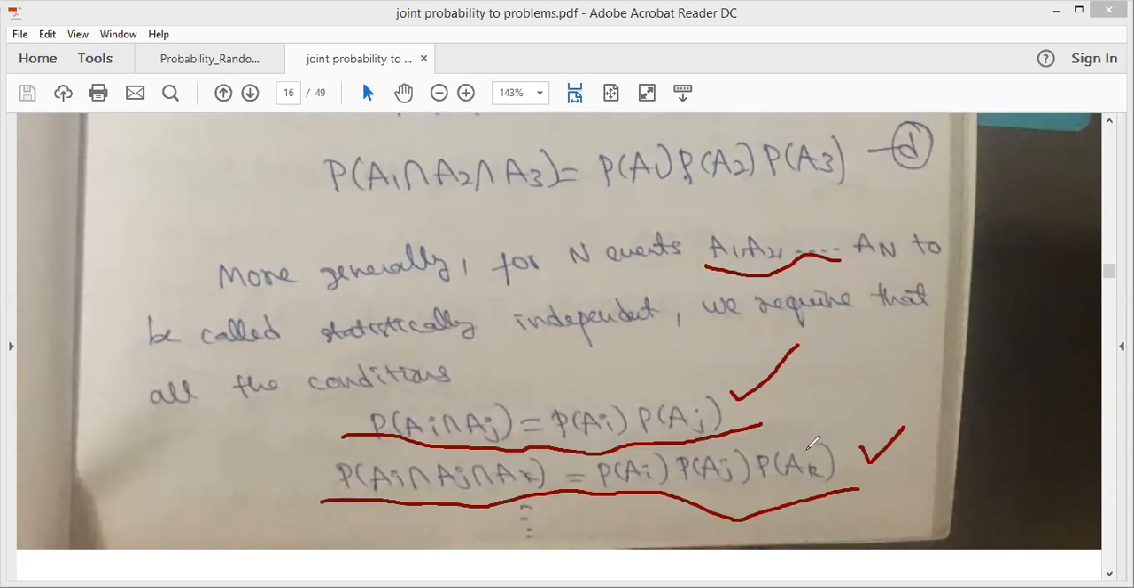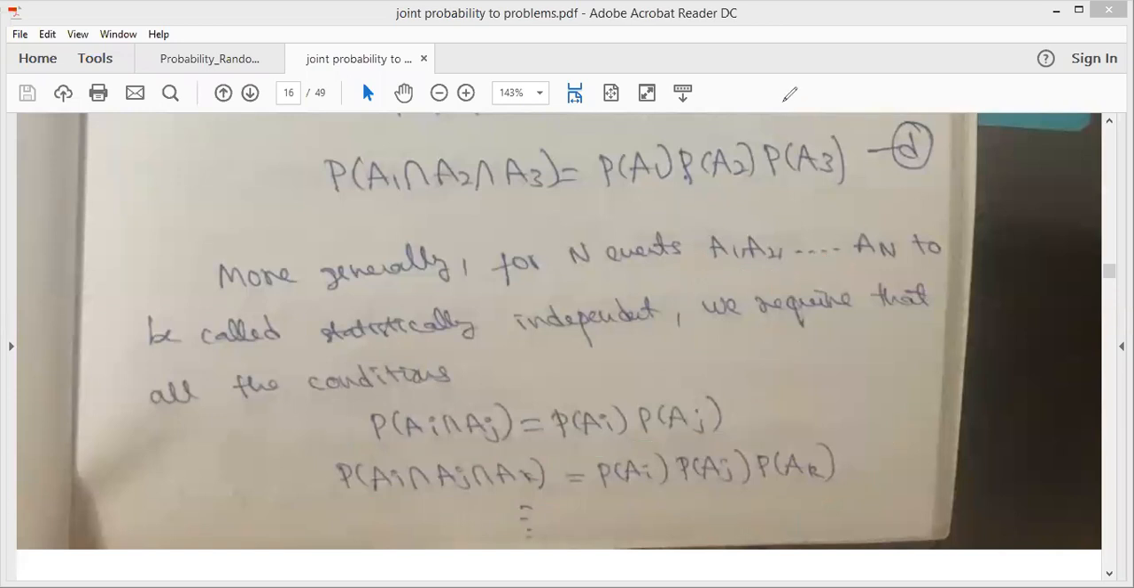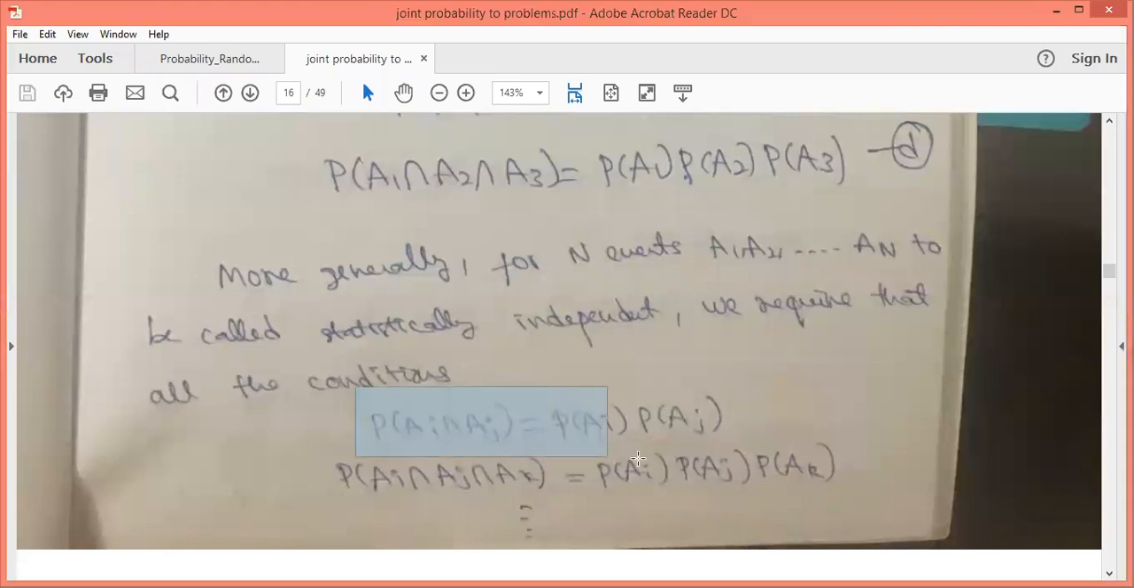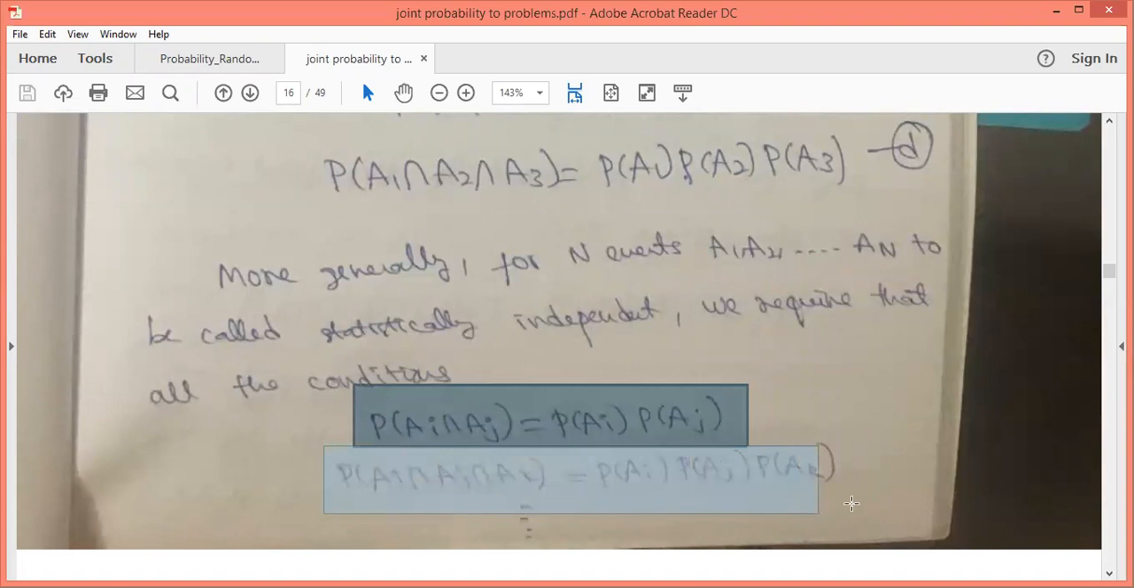So we are checking the independence by pairs, by triples, then we have to check the independence by considering four events, then five events, and finally by considering all n events. Like that we have to form a set of equations here. The first equation checks the independence by pairs. This equation checks the independence by triples.